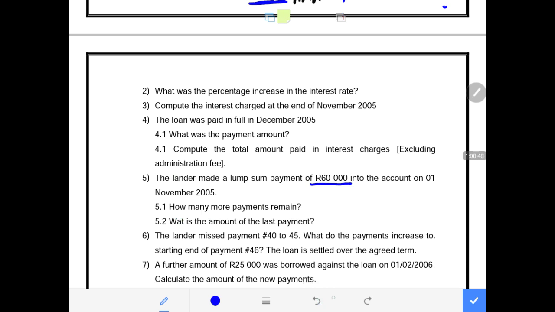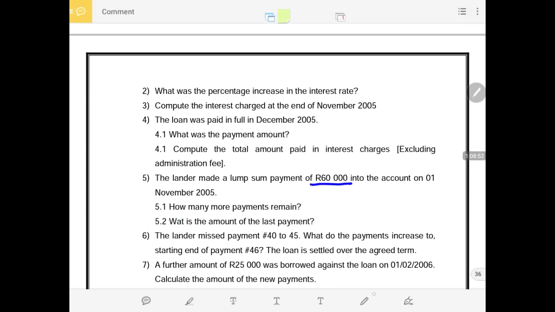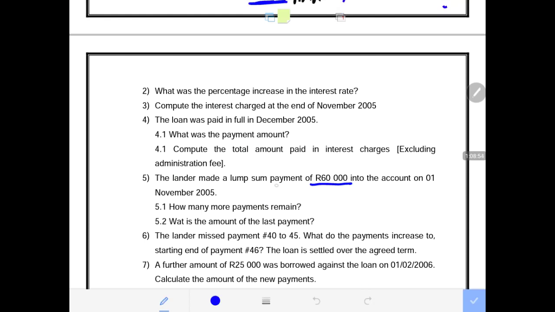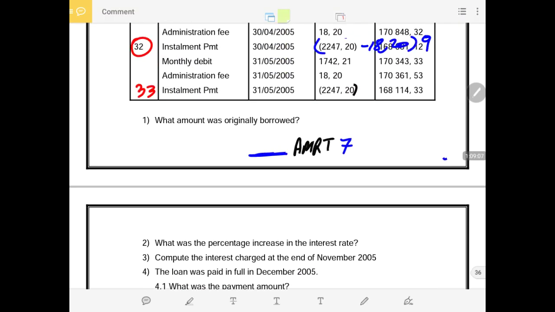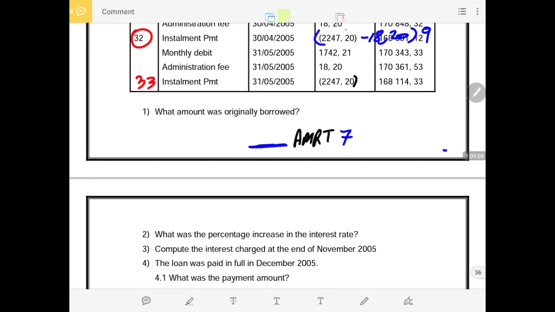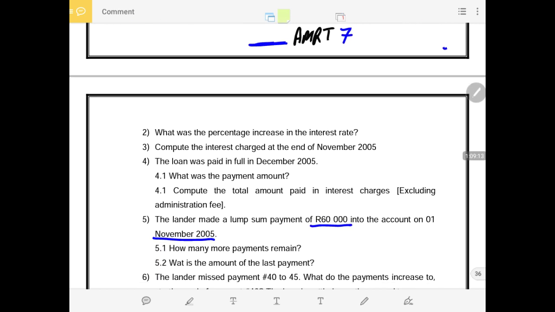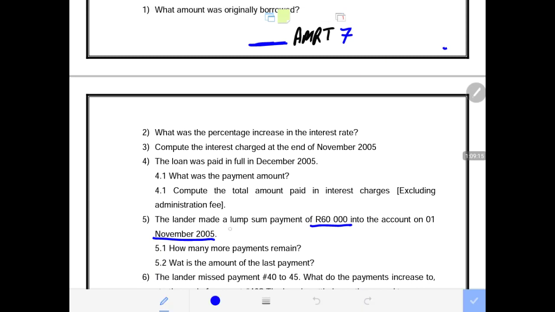Now we continue on that same note. We say the lump sum of 60,000 is paid on the 1st of November, meaning we need to know the balance after the payment of November. Remember, we calculated that it is April, May, June, July, August, September, October. So now, meaning we need to amortize 7. We need to amortize 7.